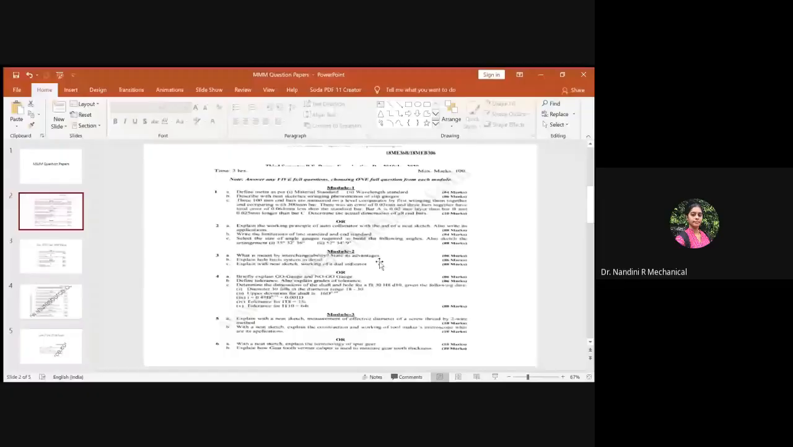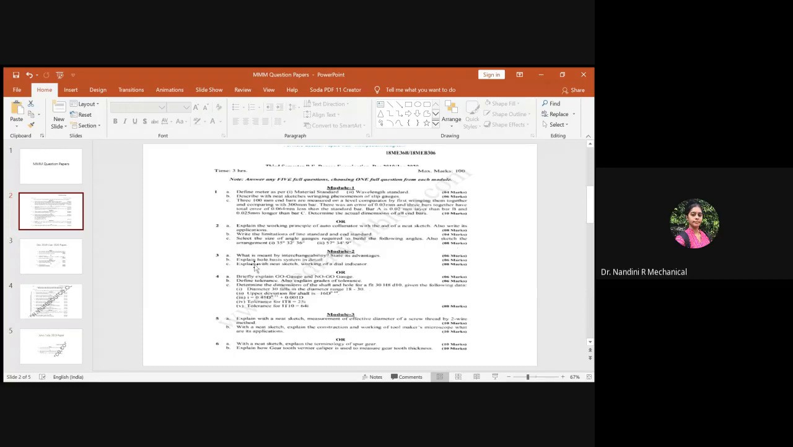So in the previous year paper, for module 2, they have directly started by asking what is meant by interchangeability. So you have to explain. It is for 6 marks. What is meant by interchangeability and list out the advantages of interchangeability. So you should explain what you mean by interchangeability, why it is needed, what are its advantages, for 6 marks.